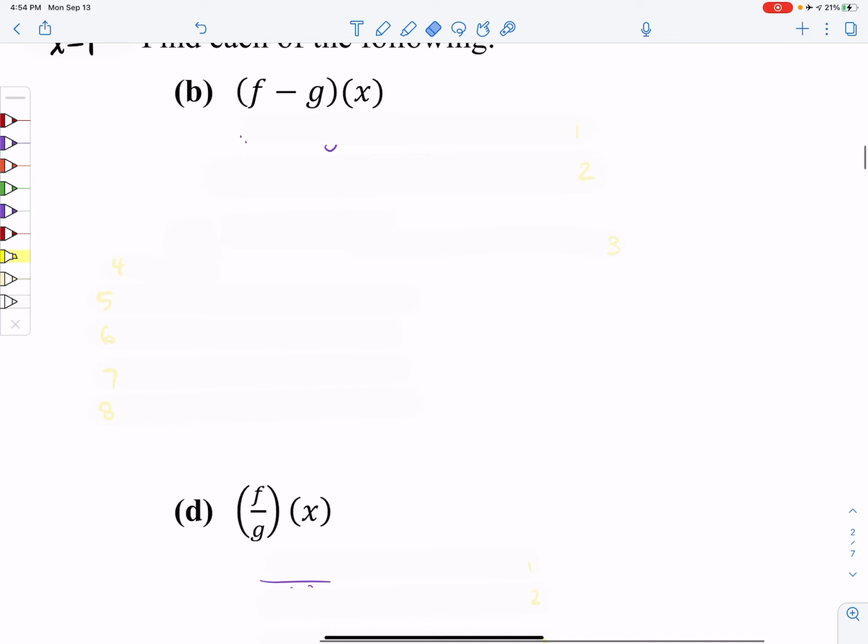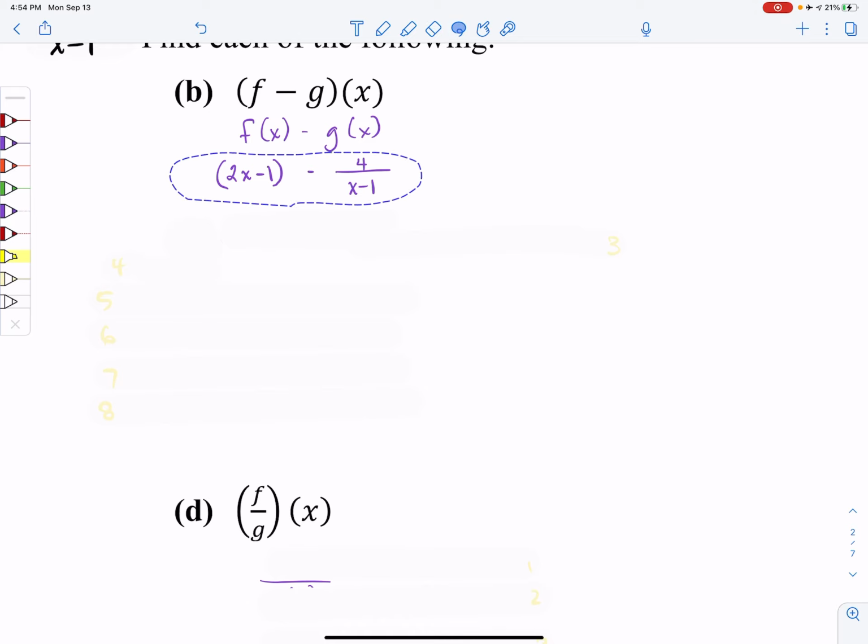So part B, this time we're subtracting, so we have f of x minus g of x. F of x is our 2x minus 1 minus g of x. Go ahead and plug that one in. All right, so once again, we'll notice that I'm trying to subtract fractions, so I need a common denominator. So this is just a copy of what I already have. I'm going to multiply, just like I did on part A, by that common denominator over itself.